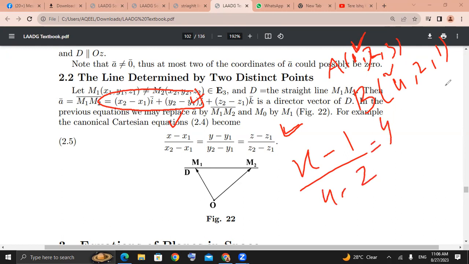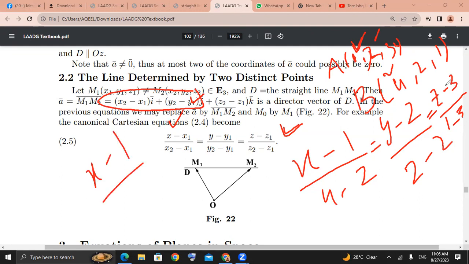In the similar way, y minus y1, it's 2, divided by y2 minus y1, which is 2 minus 2. And in a similar way, it's equal to z minus z1, which is 3, z minus 3, divided by z2 minus z1, z2 is 1, and z3 is minus 3. So we get x minus 1 divided by 4 minus 2 is 2, and y minus 2 divided by 0, and z minus 3 divided by minus 2. So this is the equation of line we have obtained.